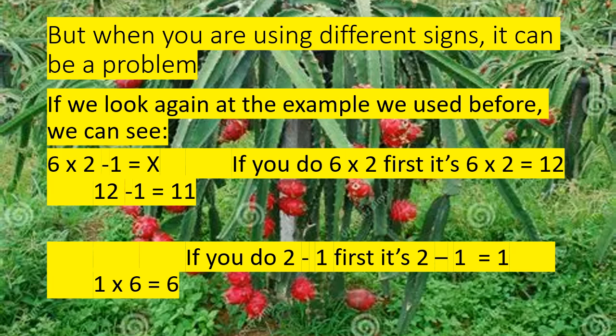But when you're using different signs, it can be a problem. So if we look again at the example we used before, we can see 6 times 2 minus 1 equals x. If you do 6 times 2 first, it's 6 times 2 equals 12. 12 minus 1 equals 11. If you do 2 minus 1 first, it's 2 minus 1 equals 1. 1 times 6 equals 6. So we've done that one twice now.